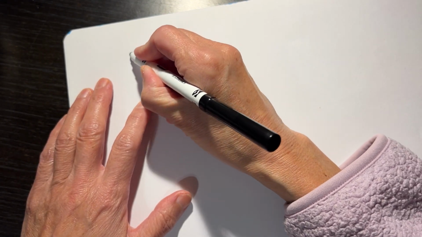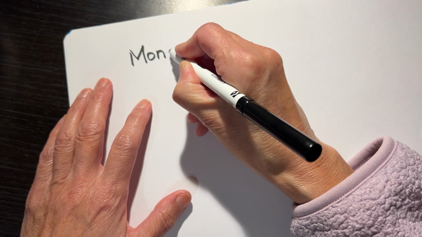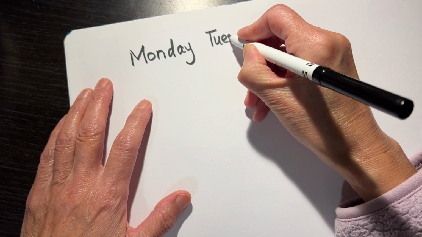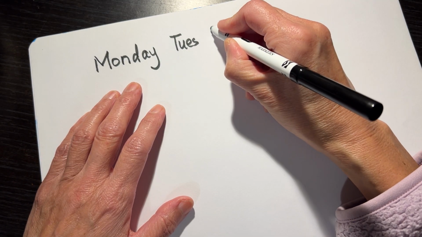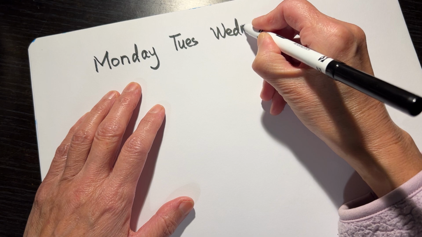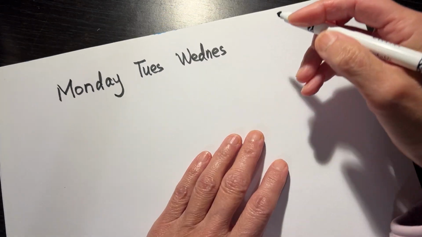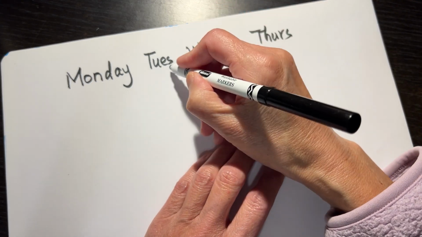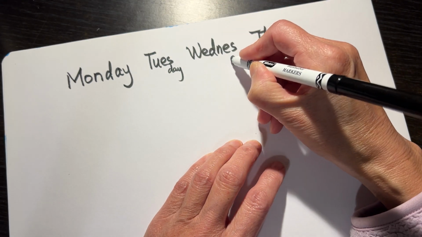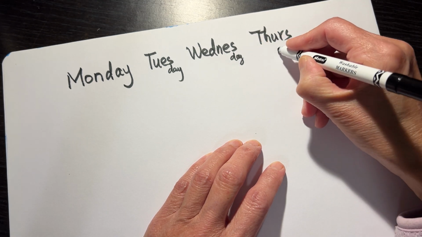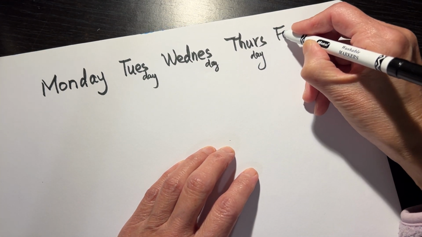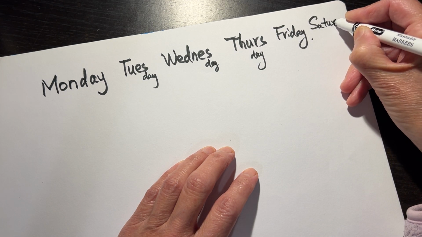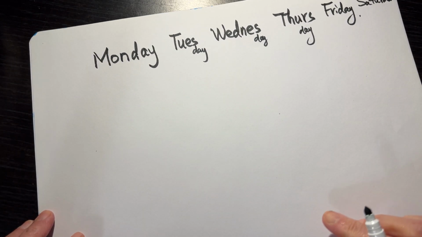So in English, the first is Monday, Tuesday, Wednesday, Thursday, Friday, Saturday. Oh, I'm running short of space.